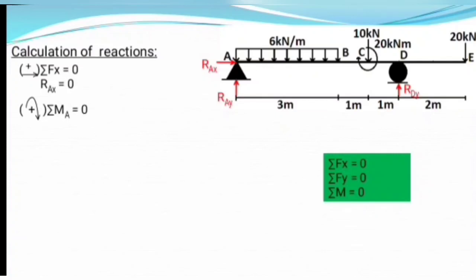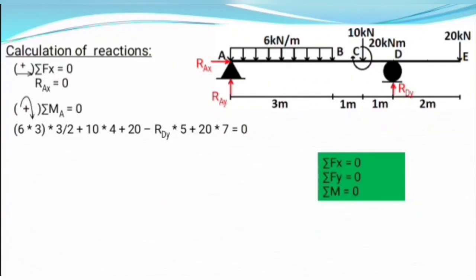Here the moment equation is summation M, moment about any point of the beam, equals to 0. Let's take the summation of moment about point A equals to 0 and consider all the clockwise moments positive. So using this equation we obtain the equation.